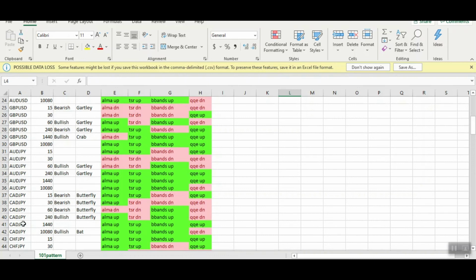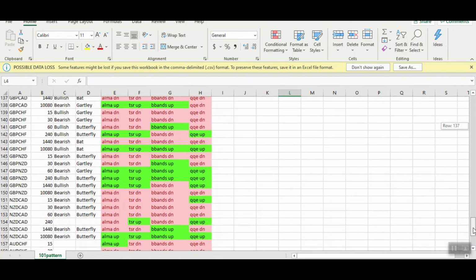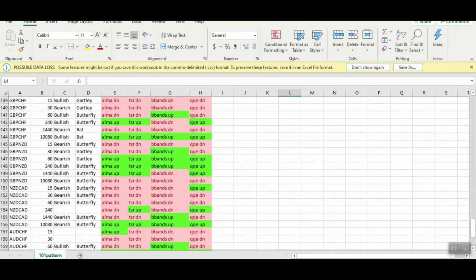CAD, JPY, there's all the patterns it found. Now that doesn't mean that that pattern is for the current bar. That just means that's the last pattern found. And if we go down here to the NZD CAD, where was it? Right there. So you got a bearish, bearish, bearish, bearish, bearish. All of them bearish. And the ALMA is falling. Here the TSR is going up.